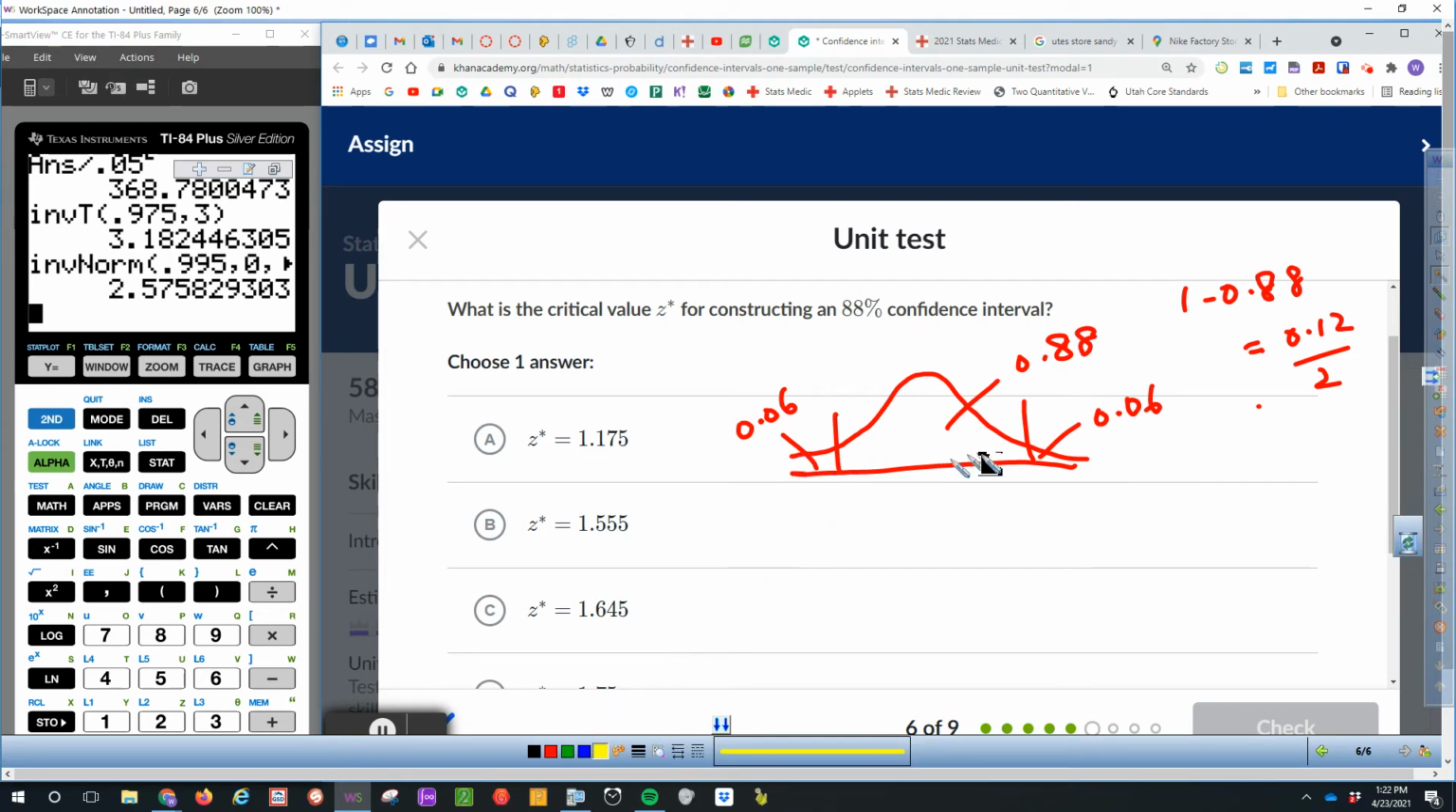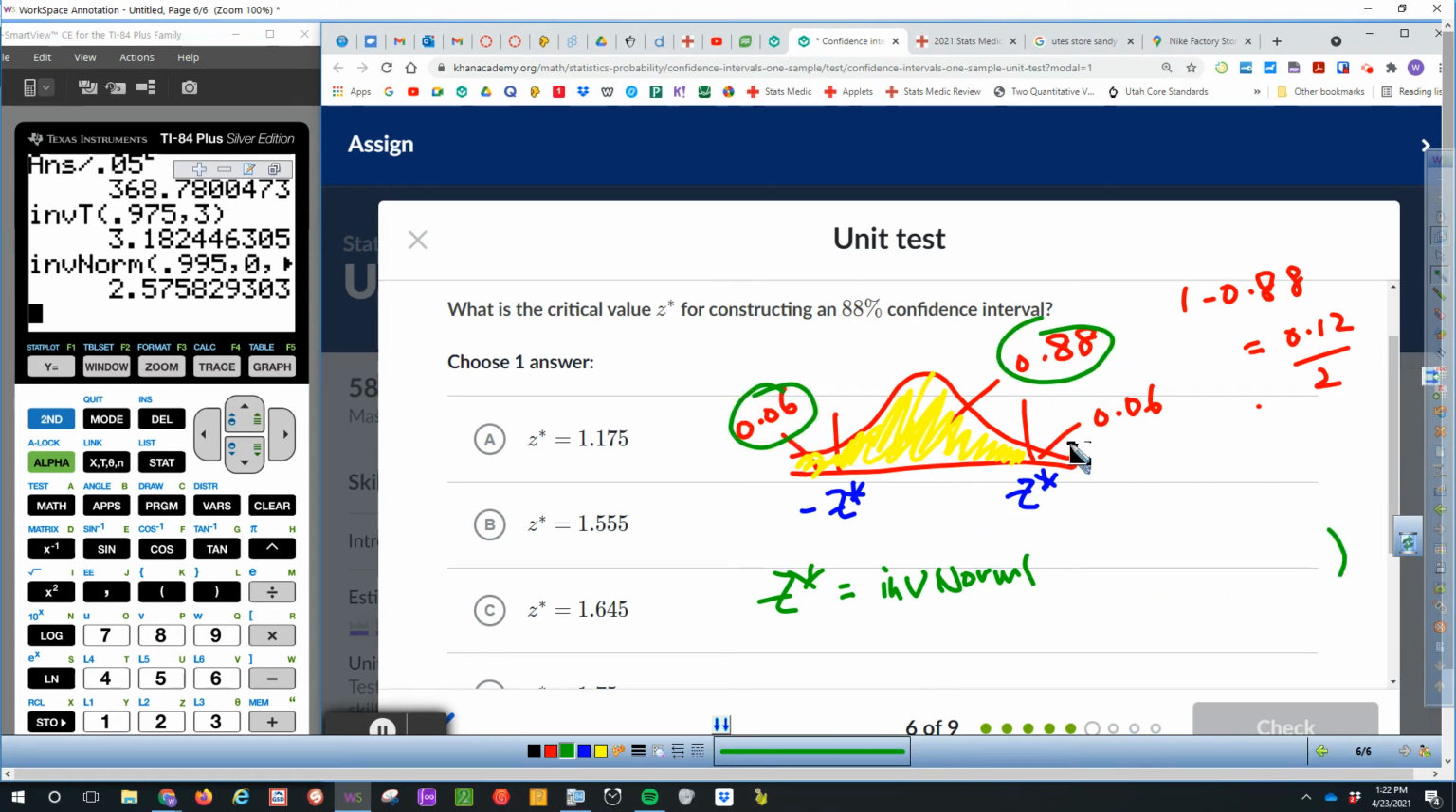And this is where the Z star is. This is a positive Z star. This is a negative Z star. And I need to find the area here because the calculator will always want the area to the left. So I need to find Z star equals inverse norm of this area plus this area. So 0.88 plus 0.06 is 0.94, mean of 0, standard deviation 1. So let's go to a calculator.